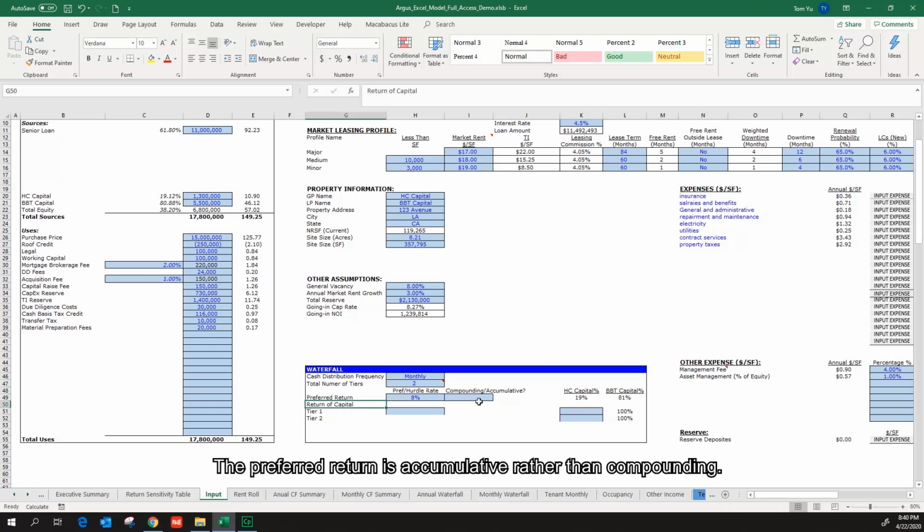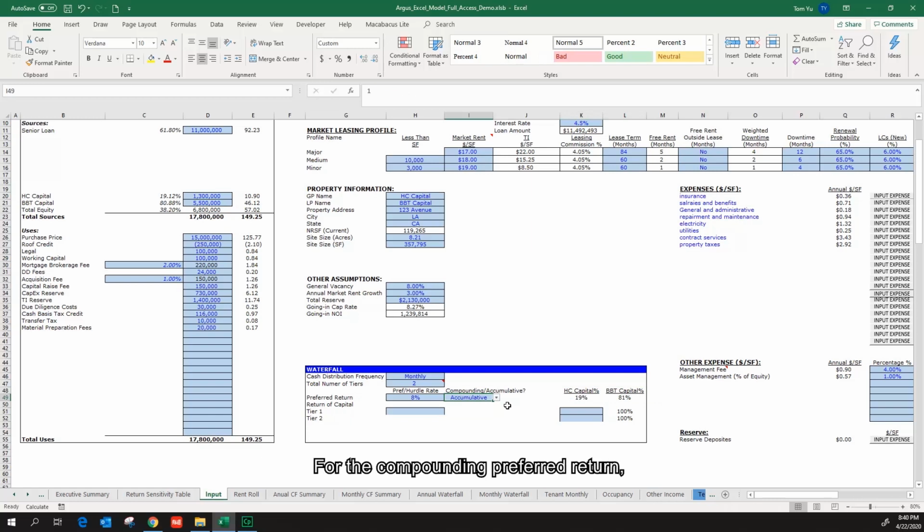The preferred return is accumulated rather than compounding. If the preferred return is missed due to a temporary lack of cash flow, the missed amount will simply be carried forward. For the compounding preferred return, the interest on the missed amount will also need to be paid. If the preferred return is met, then the first tier kicks in.